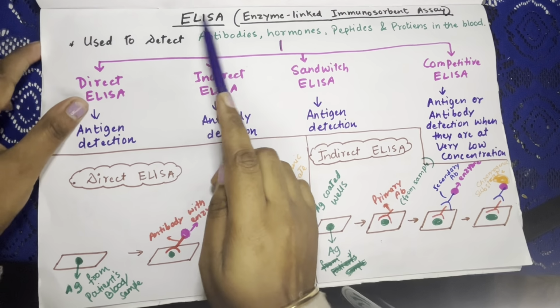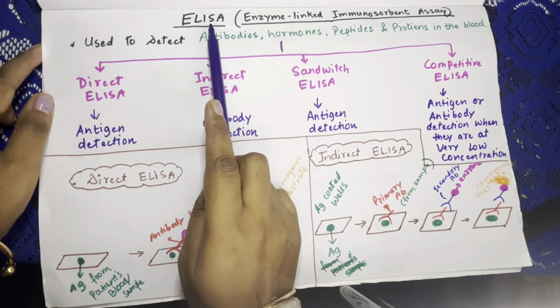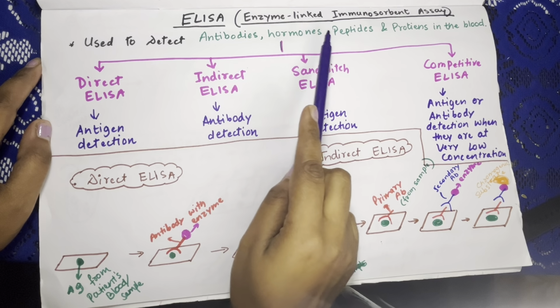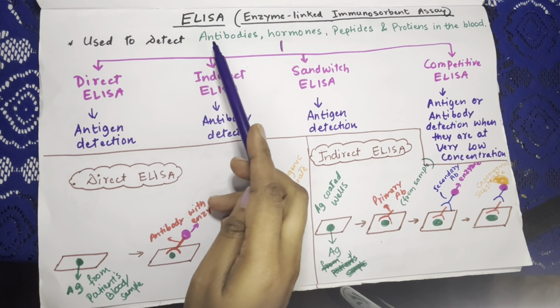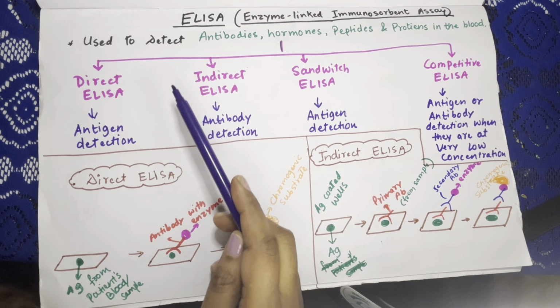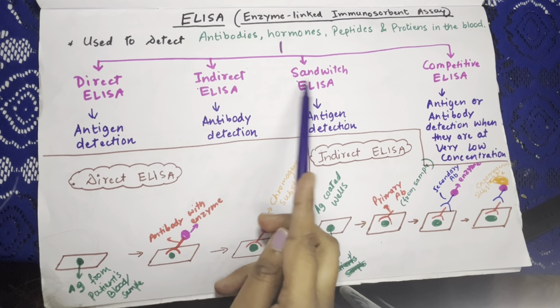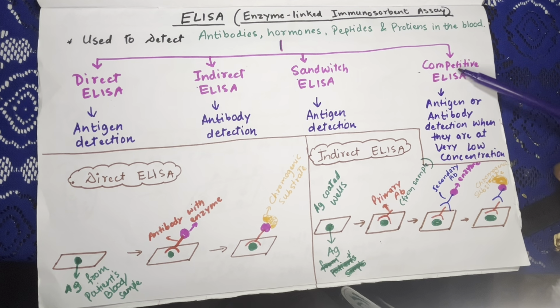So ELISA, which is also known as enzyme-linked immunosorbent assay, is a technique used to detect antibodies, hormones, peptides, proteins, and antigens in the blood. There are different types of ELISA which you need to study: direct ELISA, indirect ELISA, sandwich ELISA, and competitive ELISA. Out of these four, competitive ELISA is a little bit different, and we'll discuss that also.